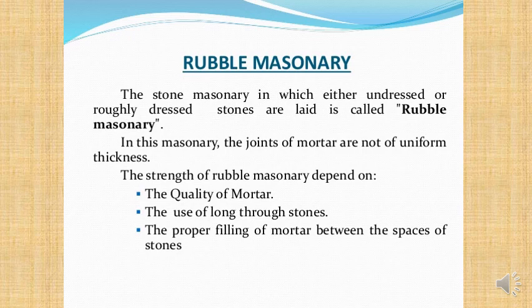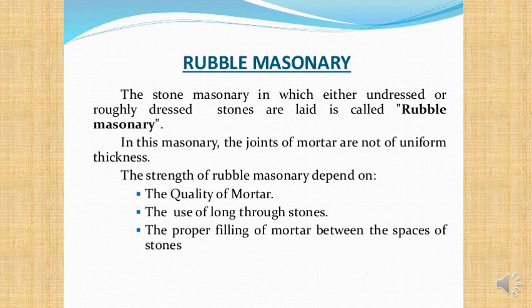Now, the great advantage of doing rubble masonry is all you have to do is pick up stones and gather them. So there's no making of the material or preparing the material. And so this is one of the oldest kinds of masonry, if not the oldest.